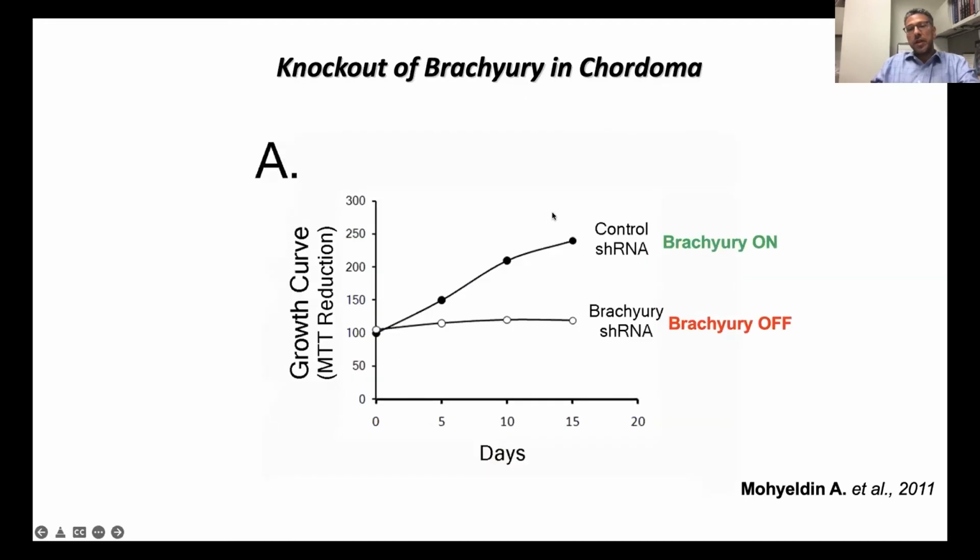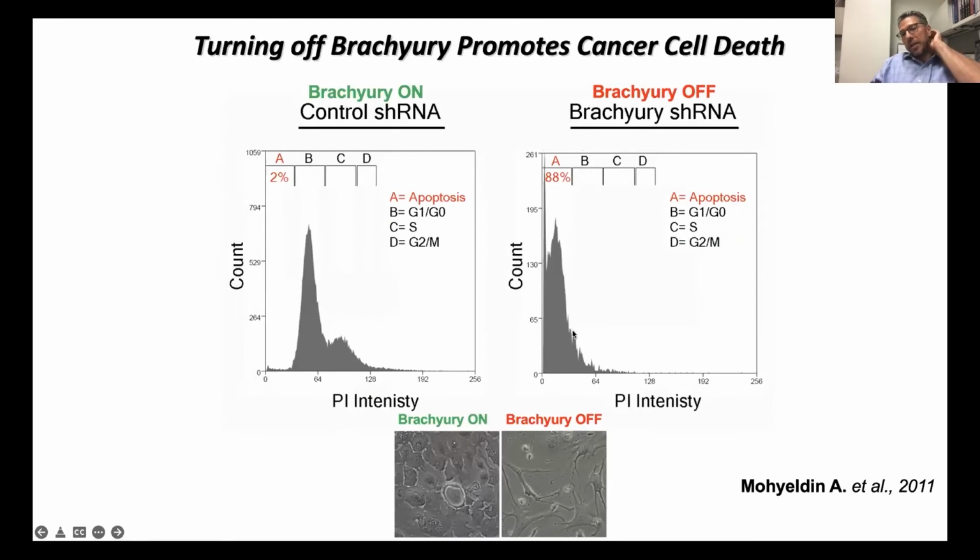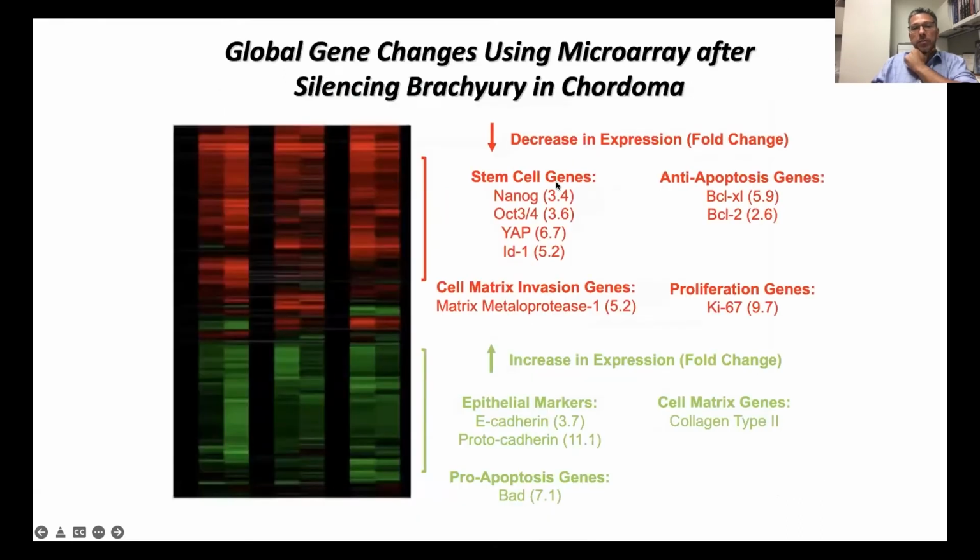This is a proliferation assay showing that when you turn off Brachyury, you almost completely shut the proliferation of these cells down. And then this is a flow cytometry assay showing that the vast majority of these cells, when you turn off Brachyury, shifted from viable to an apoptotic. Nearly 88% were in the apoptotic population.